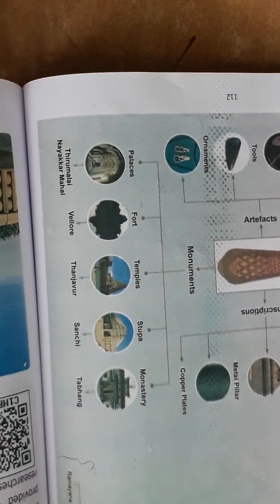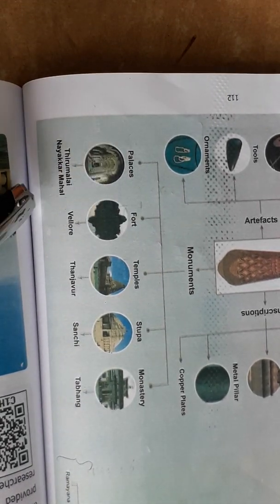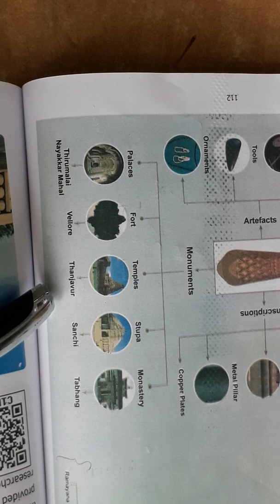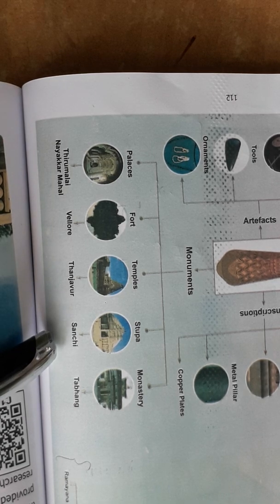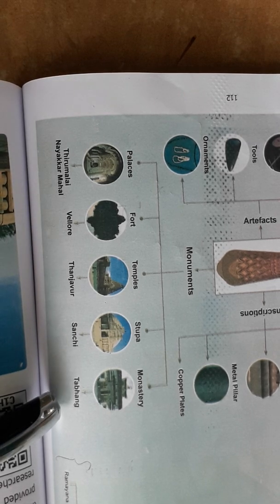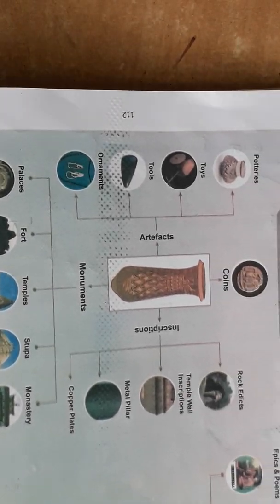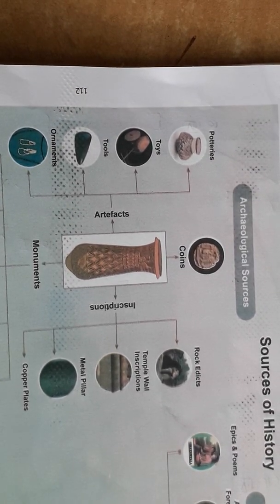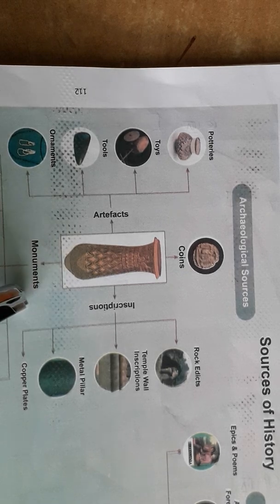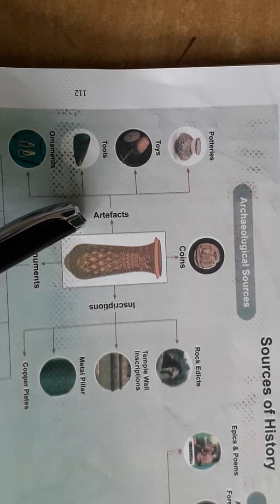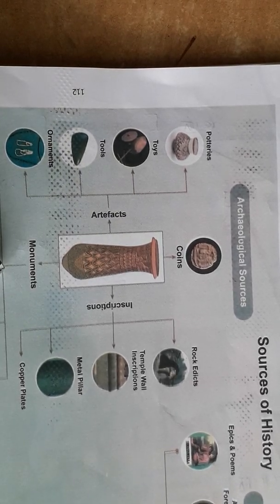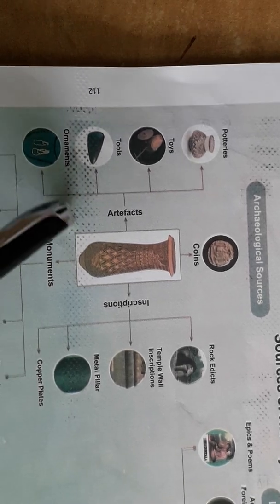Monuments: palaces in Thirumalai Nayakar Mahal, fort in Vellore, temples in Tanjavur, stupa in Sanchi, monastery in Tabang. These are the archaeological sources. What are the archaeological sources? Coins, inscriptions, monuments, artifacts.